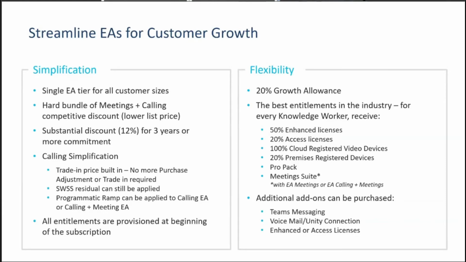And then if you get the EA meetings or the EA calling plus the meetings, you also get what's called Meeting Suite, which is not just WebEx meetings, but it gives you Event Center, Support Center, and Training Center. It's all the 1,000 level tiers, so 1,000 users. And the other things we can add on voicemail. We couldn't do that before. We can add on additional licenses a la carte. The EA is the way to go.